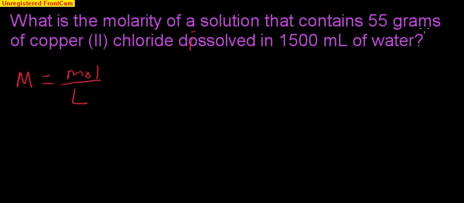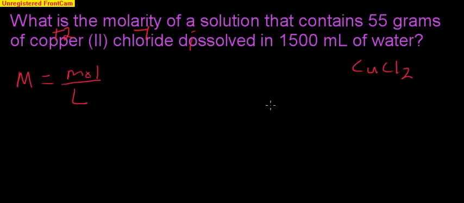They give me 55 grams of copper 2 chloride. So I have grams, and I need to convert my grams into moles. Remember, this is a review. The 2 in Roman numeral tells me my charge on copper is a positive 2, and the charge on chlorine is a negative 1. These numbers do not cancel out like they are, so I must switch them. So copper chloride is CuCl2. This is what copper 2 chloride is if we were to write it out in its chemical formula.